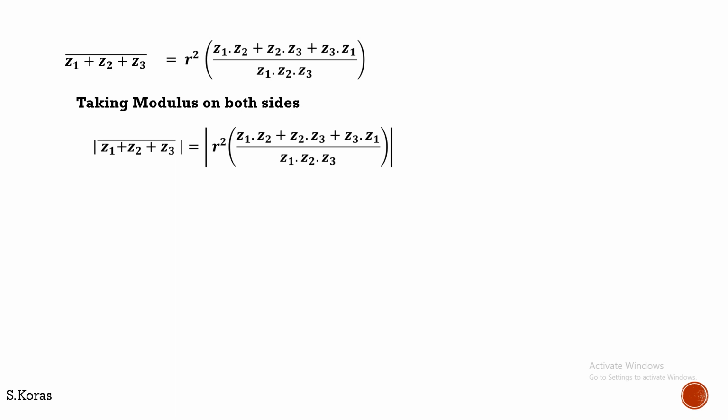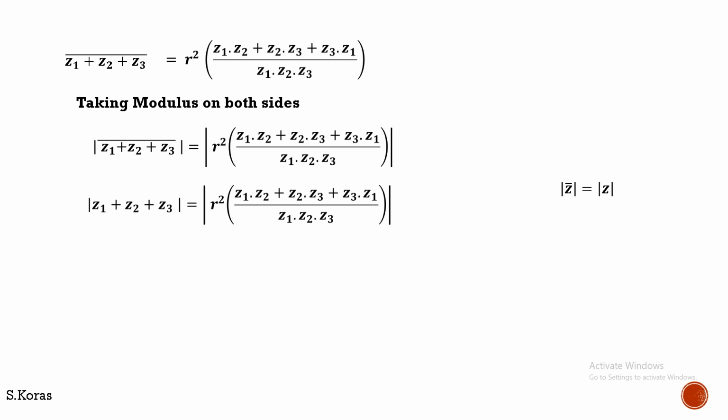Now if you take modulus, what will happen? This can be written as simply z1 plus z2 plus z3 inside the modulus, because there is a property: modulus of z bar is equal to modulus of z. So we can use that property here, right? If we use it, we can write like this. The right hand side is as it is. The left hand side, instead of modulus of z bar, we can write modulus of z using this property, right?